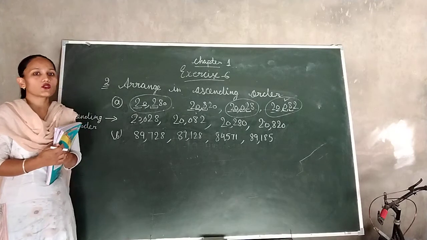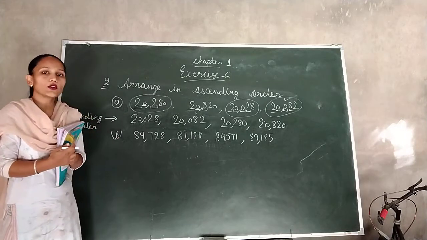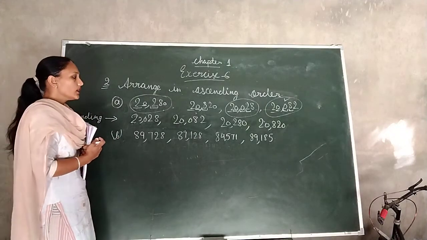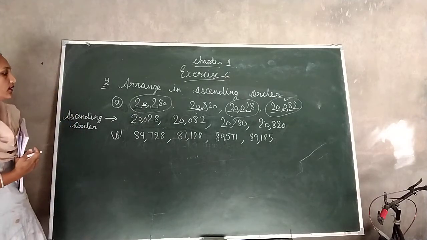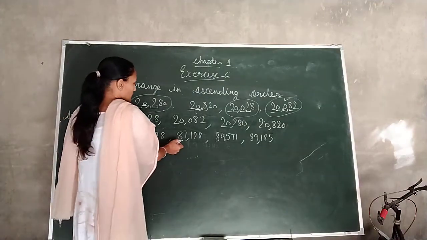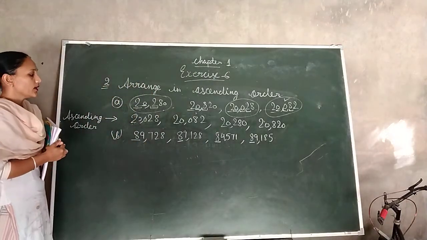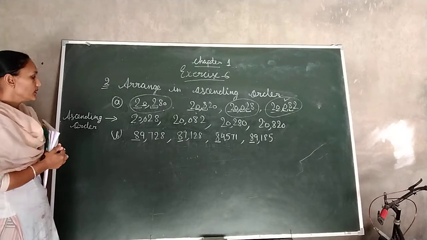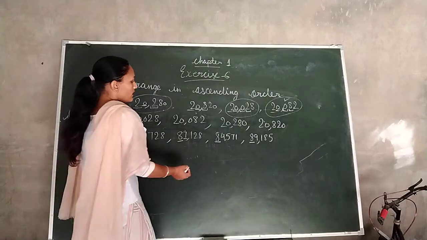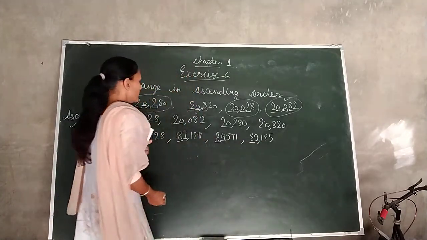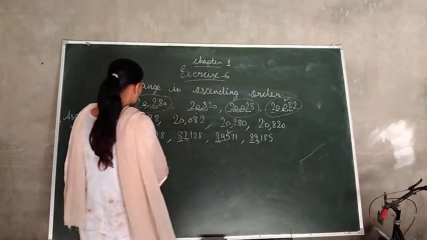What we will do, first of all we will find the smallest number. So to find the smallest number, first of all we will count the number of digits. Here all the numbers are of 5 digits. Next we are going to compare the digits in 10,000 place. Here we have 8, here we have 8, here we have 8 and here we have 8. All the digits are same. Next we are going to compare the digits in thousand place. Here we have 9, here we have 7, here we have 4 and here we have 9. Which digit is smallest? 4. So what it means, this number is the smallest number.